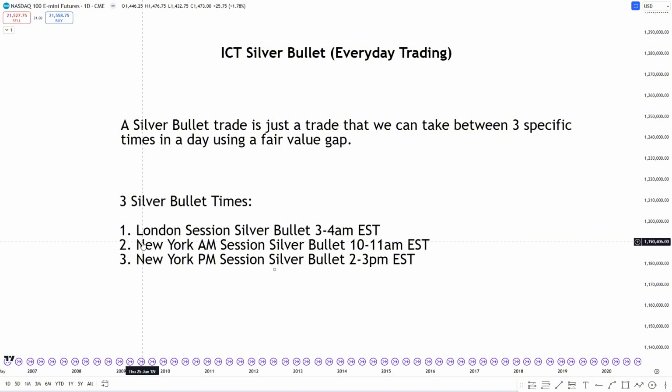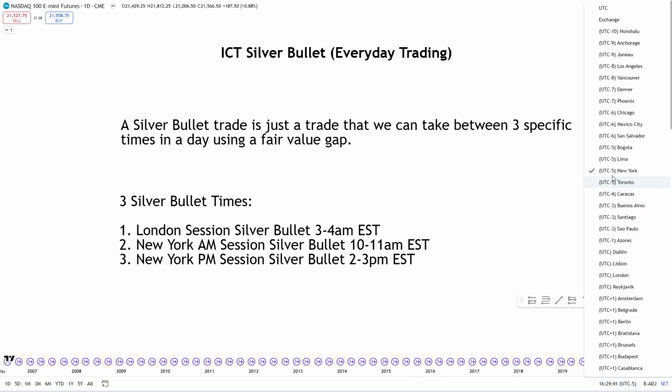The first one being the London session silver bullet. Now this occurs from 3 to 4 AM Eastern Standard Time. So before we continue, you must set your trading view charts to UTC -5, as this will be very helpful when you are sitting in front of your charts, so you know exactly what time you need to be looking at your charts. Okay, so again, UTC -5 New York local time.